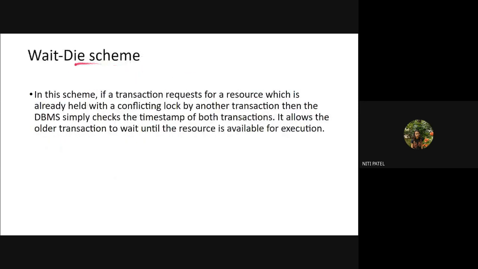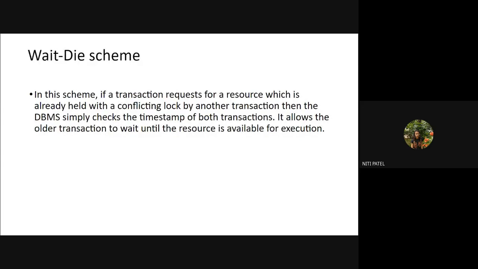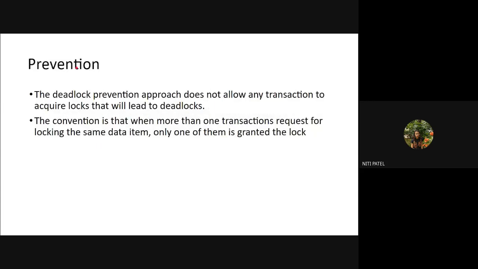Okay, so prevention of the deadlock is done by giving a lock to only one transaction, even if two are requesting, and on which condition it will be given, either the scheme called wait-die or the scheme called wound-wait. Have you understood up till here?